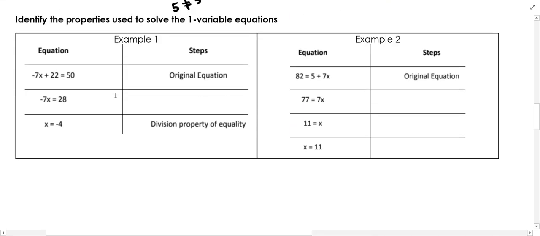Identify the properties used to solve the equations. All right, so if we say that negative x plus 22 equals 50 is the original equation, what happened to get to this spot right here? It looks like they subtracted 22 on both sides. So which property was used? The subtraction property of equality.